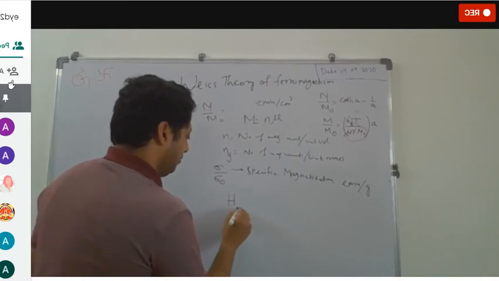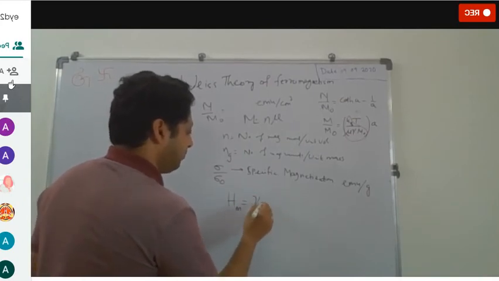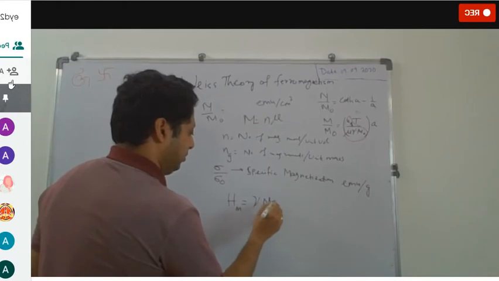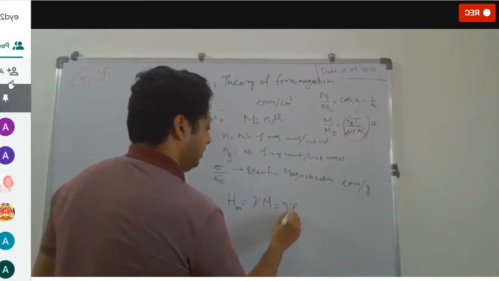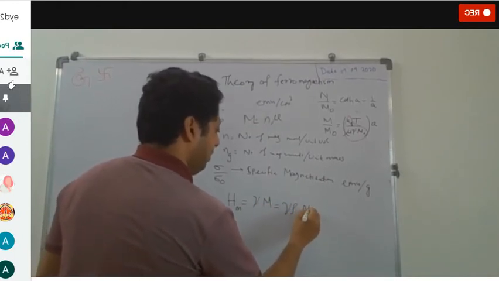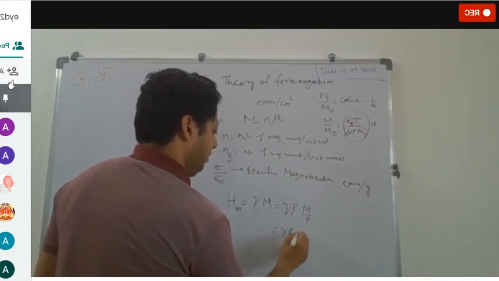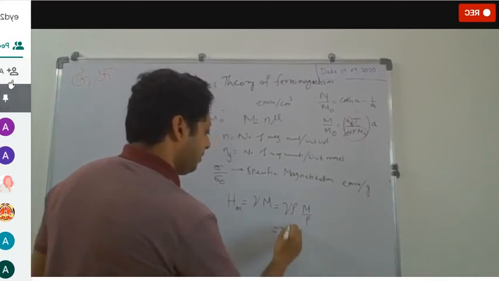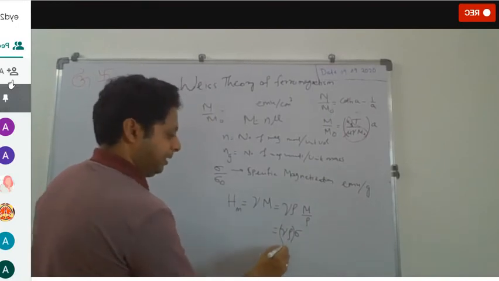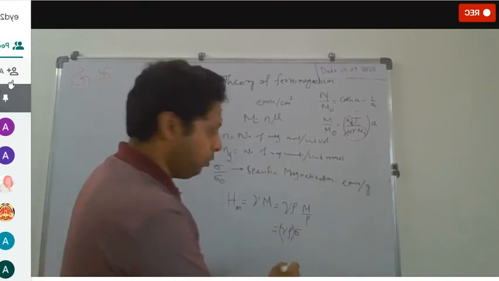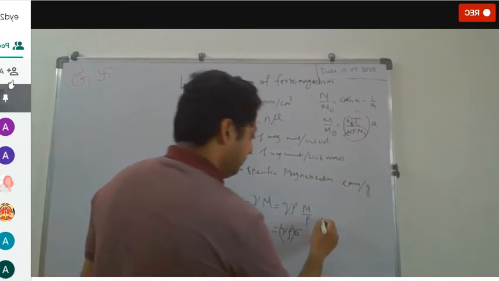In that case, the molecular field, which was gamma m, you have to write as gamma rho by m by rho, which is gamma rho by sigma. Okay, so this is your coefficient. So not gamma but gamma into rho. Rho is your density.